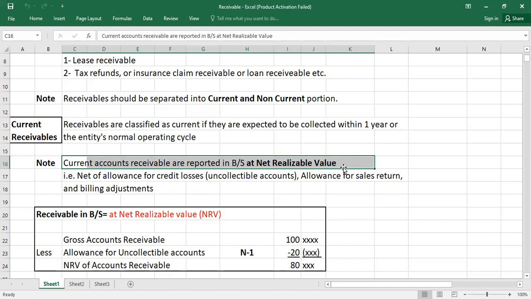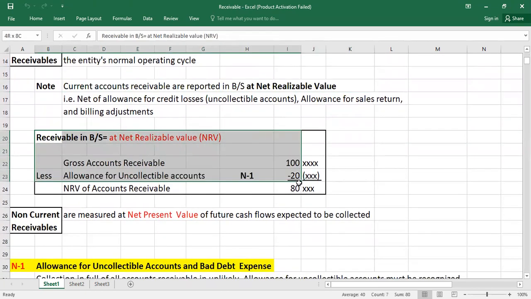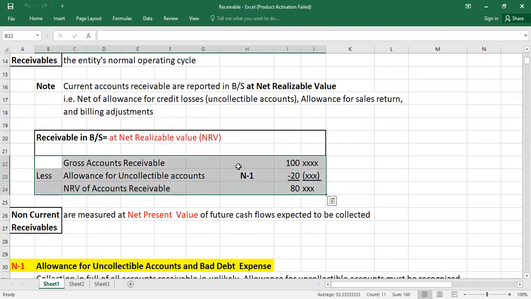But this is not our topic today. Our topic is allowances for uncollectible accounts, so I will talk more specifically about allowances. This is how you will record your receivables in the balance sheet. As I told you, receivables should be recorded at net realizable value, and NRV is equal to gross account receivables, let's assume $100, less allowances for uncollectible accounts, which is $20. So you will get an NRV of account receivable of $80.